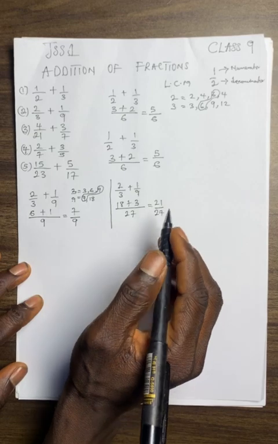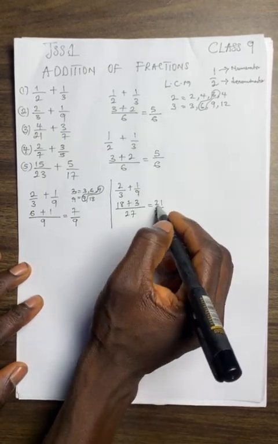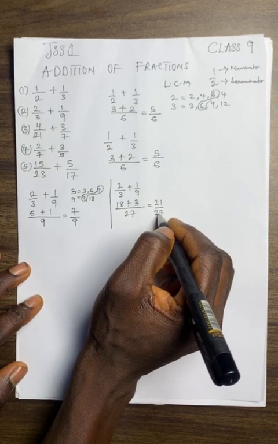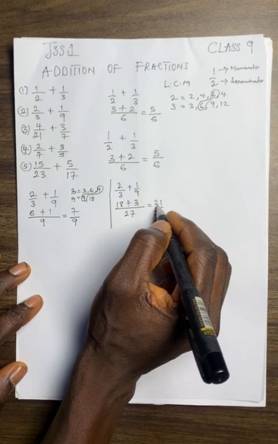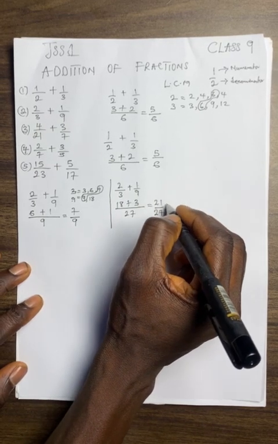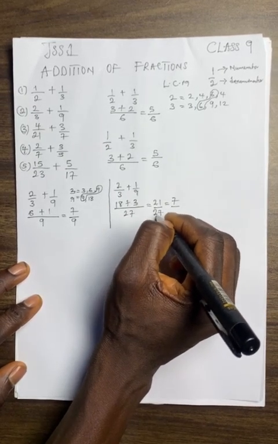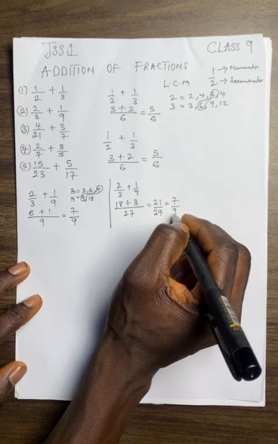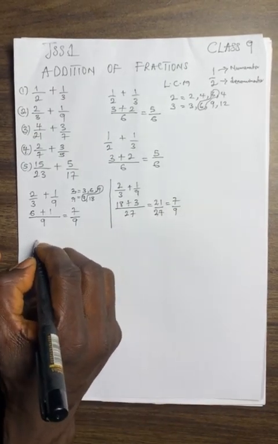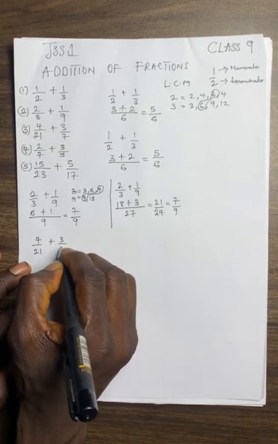So to get our answer, same as this, what are we going to do? Just divide this one by 3, and you also divide this one by 3. That is, 21 divided by 3 will be 7, and 27 divided by 3 will be 9. That is your answer. So the next one here is 4 over 21 plus 3 over 7.